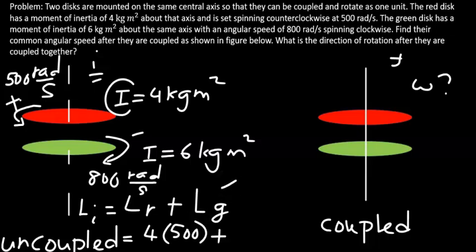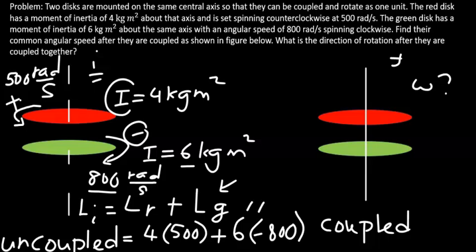Now let's compute the angular momentum of that green disk. The moment of inertia is 6. The angular speed is 800 radian/second in a clockwise direction, so our sign convention says it's a negative number, so minus 800 radian/second. And that's going to give you minus 2,800 kg·m²/second. So that is the SI unit for angular momentum.